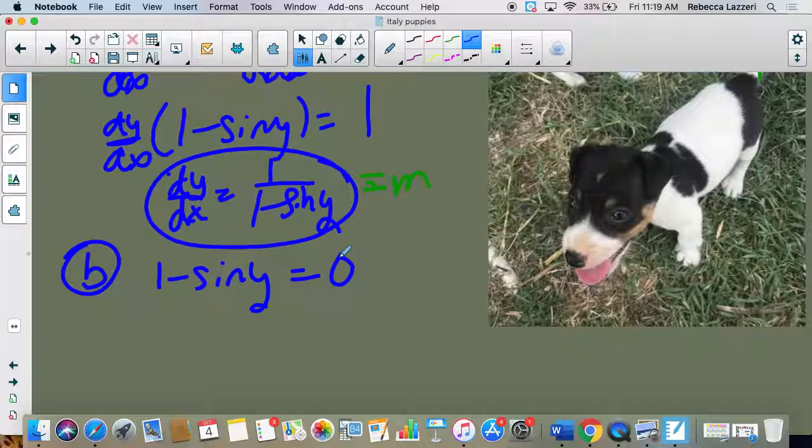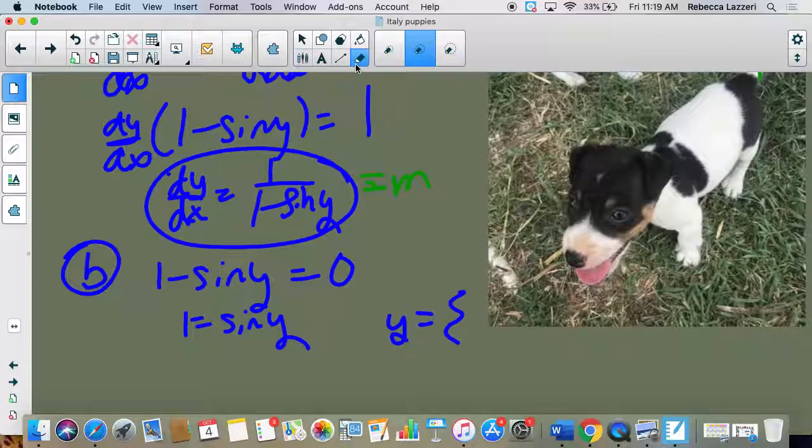you're setting the bottom equal to 0 because you want it to be undefined. You have to be careful and not make the top 0 also though. That would be a hole in the graph and not vertical. So the bottom is 0. That gives me 1 equals sine y. And so I'm thinking of what y equals. It may be a list of them. The sine of something equals 1: pi over 2.